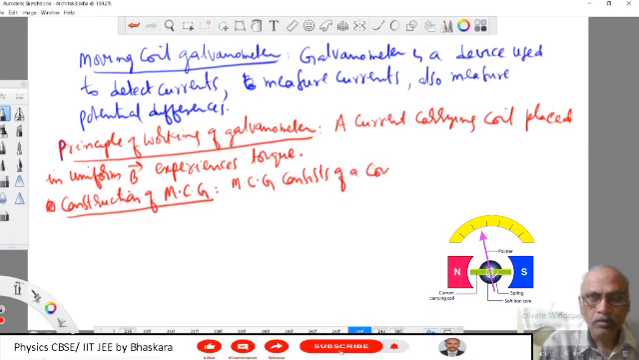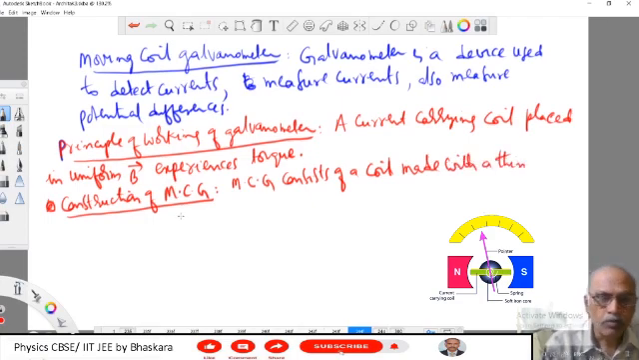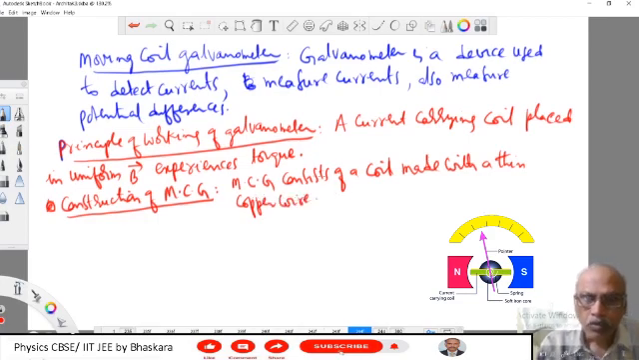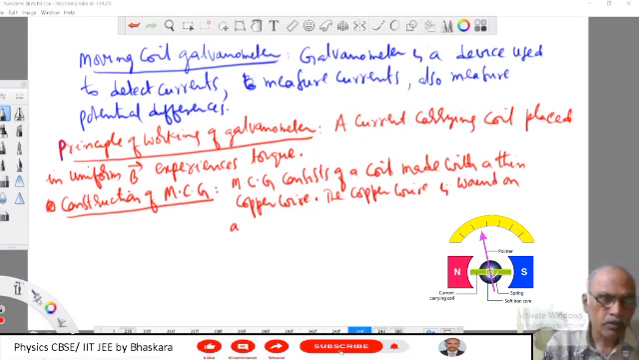a coil made with a thin copper wire. The copper wire is wound on where? It is wound on a cylindrical soft iron piece.